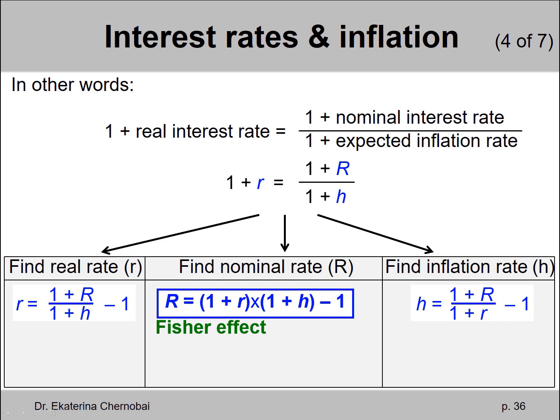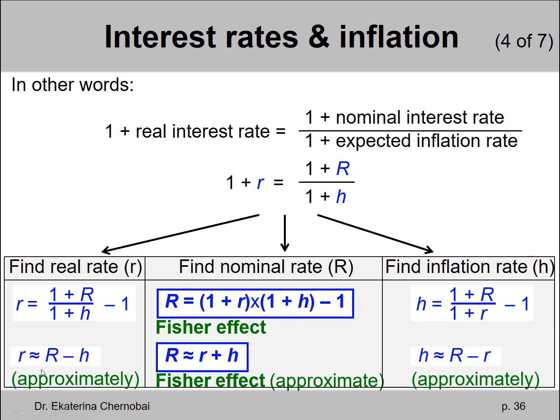These 3 are the most accurate ways to compute the real rate, the nominal rate, or the inflation rate. The approximate versions are these. For the real rate, you do nominal rate minus inflation. To find the nominal rate, you do real rate plus inflation. And to find the inflation rate, you do nominal rate minus real rate. This will give you approximate answers, which are a little bit off.